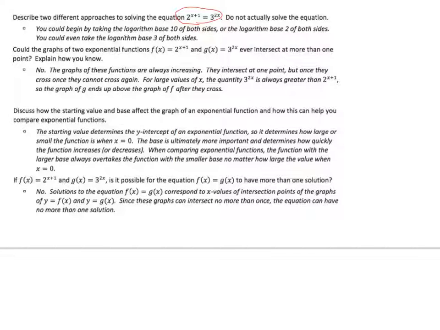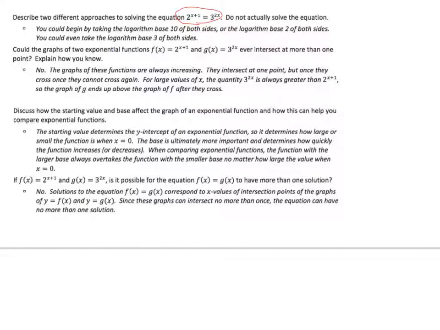You can guess how fast something's going to increase by its base, but it isn't always, as long as they start with the same value, as long as the a values are pretty close, the bases are very important and they determine how quickly the function increases or decreases.